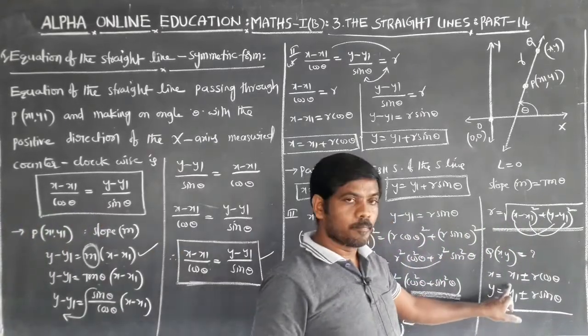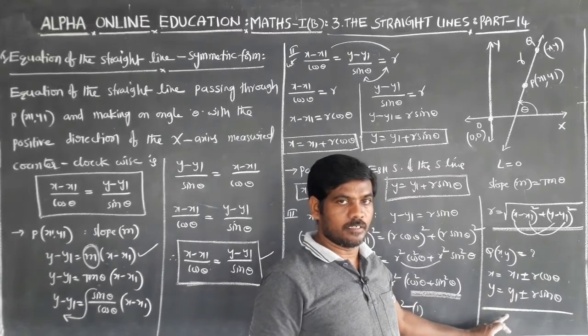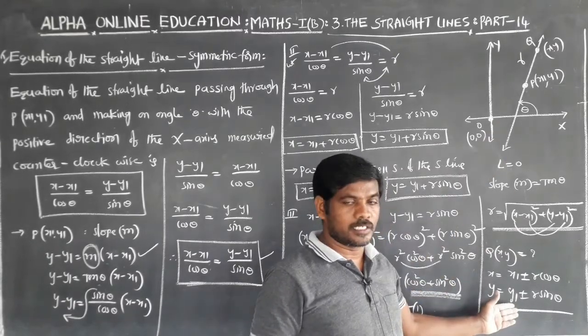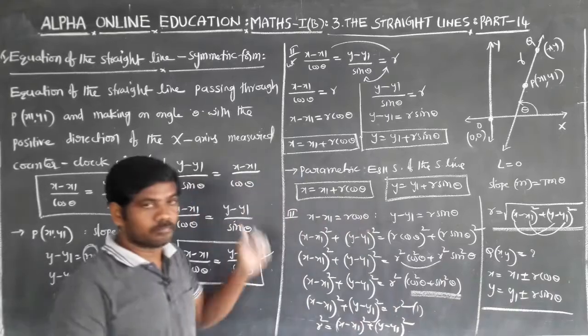Next one, this is the parametric equation formula. This is the point formula. This is the formula to find the coordinates of the point Q. This is the most important concept.